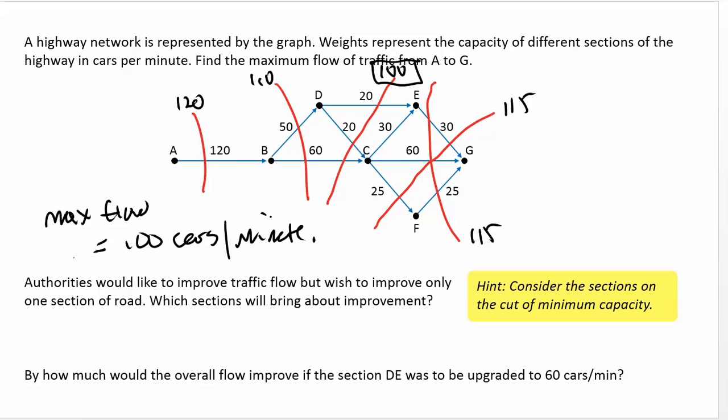Now, if we wanted to look at improving a particular section of road, we've probably got to try and sort out something in the minimum cut section. You can see I've got 120 going to 50 and 60. So there's potential there to raise the cut here. But that still doesn't influence what happens in these 2 directed edges. So probably the way to go would be to fix up DC or DE.